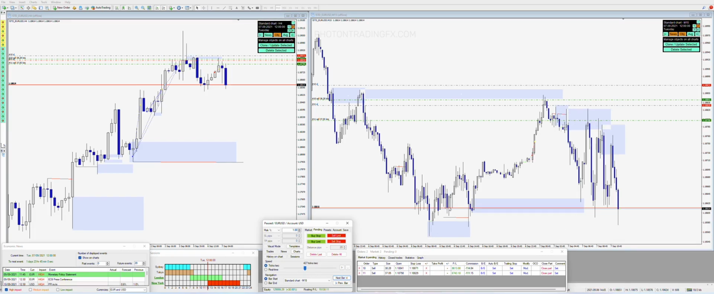Okay, we haven't taken out this low just yet, but we have formed another zone, so potentially we may get more mitigations here. Let's try and tie this up a little bit.